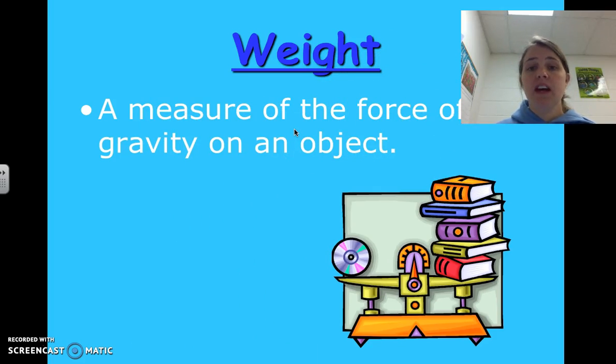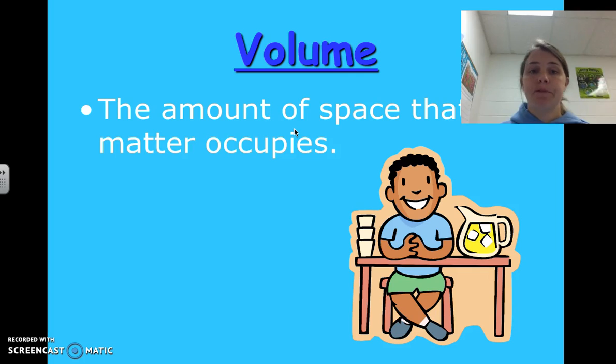Weight, though, is the measure of the force of gravity on an object. So your weight may change depending on where you are in the solar system. The gravity may be stronger on a planet, and so your mass and that force of gravity will make you weigh more, or the force of gravity may be less than it is on Earth, and so therefore you will weigh less.